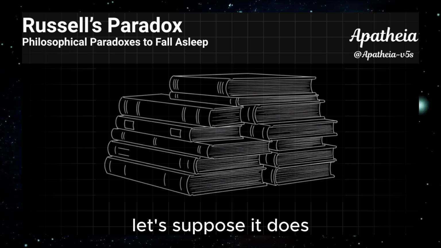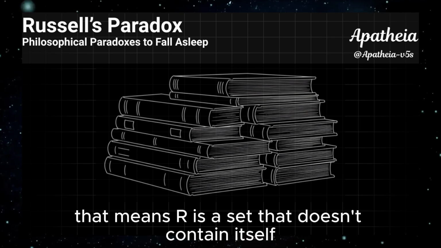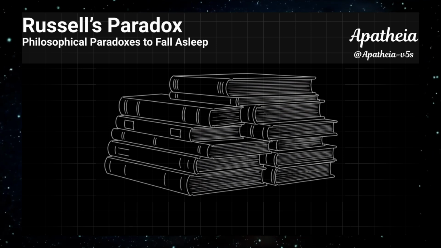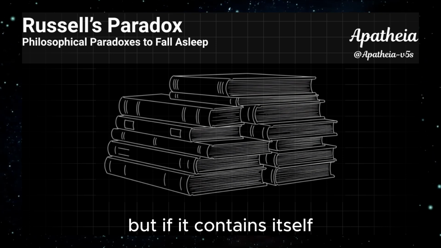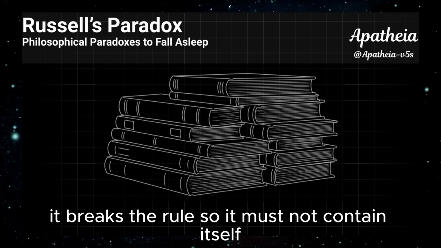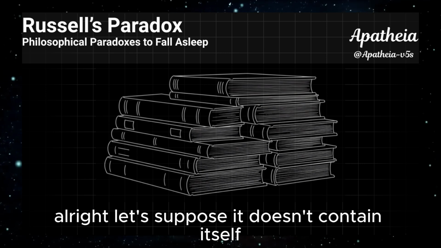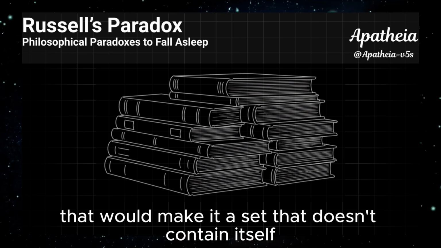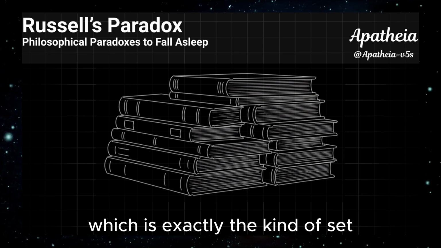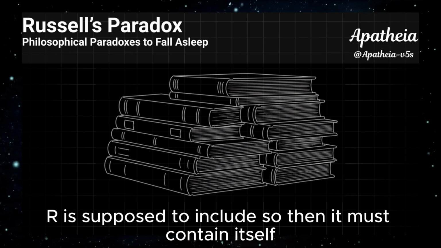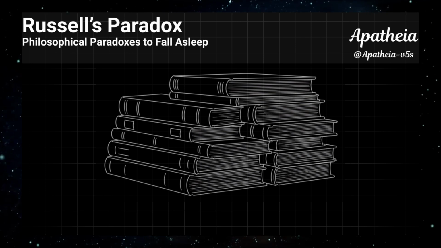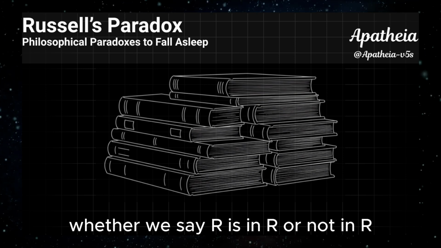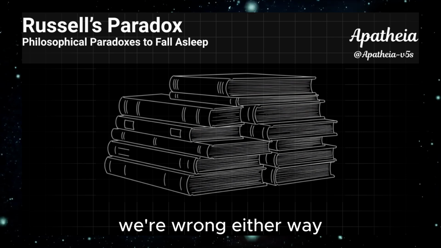Let's suppose it does. That means R is a set that doesn't contain itself, because that's the rule for what goes into R. But if it contains itself, it breaks the rule. So it must not contain itself. All right, let's suppose it doesn't contain itself. Well, that would make it a set that doesn't contain itself, which is exactly the kind of set R is supposed to include. So then it must contain itself. And just like that, we're caught in a contradiction. Whether we say R is in R or not in R, we're wrong either way.